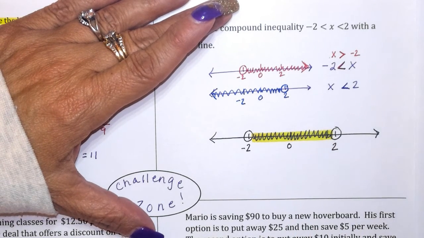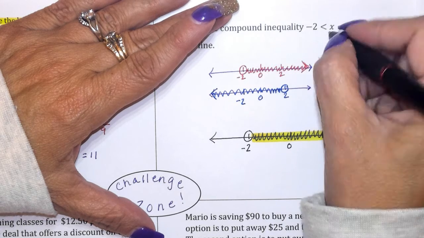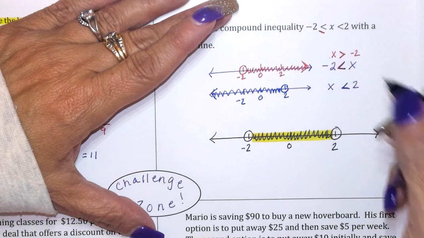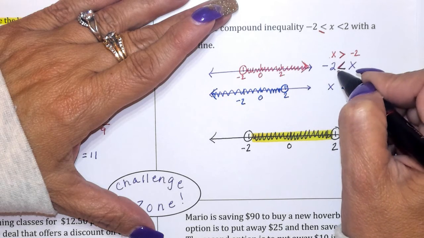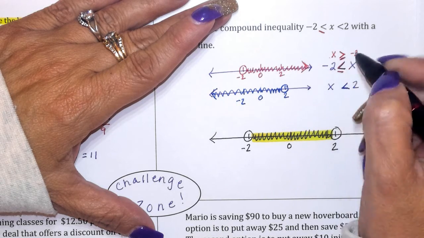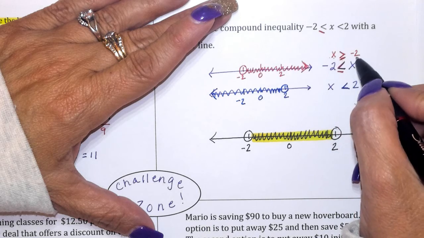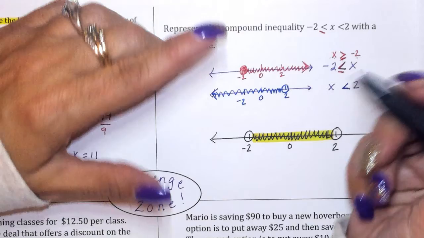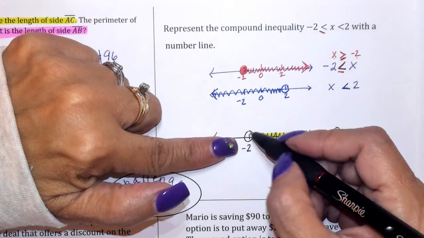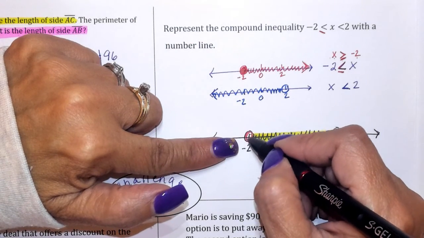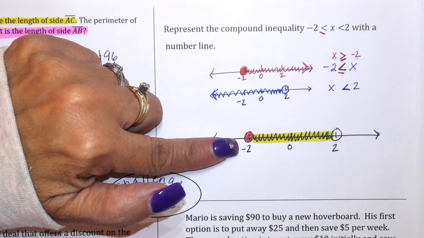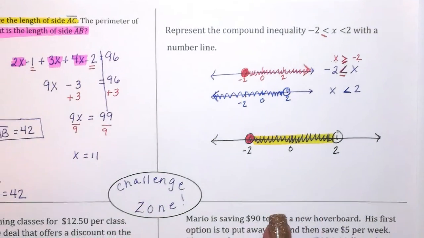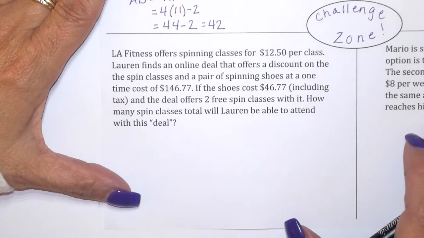When is it equal? What if I had done this? What if I had put a line under that one? Ooh, okay, so that means this would have had a line. So it would have been x is greater than or equal to negative 2. So I would have colored that in. Now I would come down here and this one would have been colored in, but this one would still be open. If you want more practice on compound inequalities, let me know.